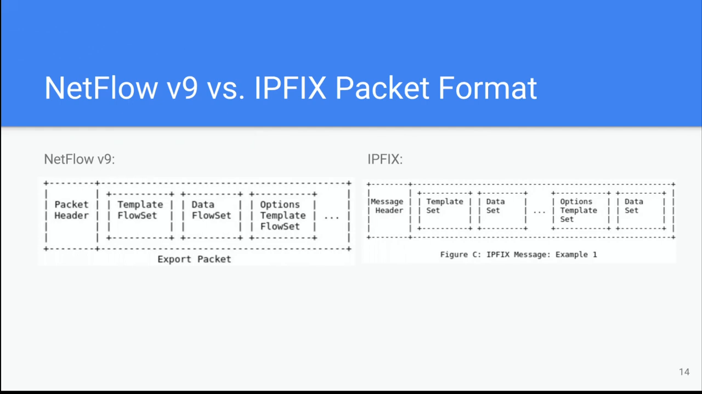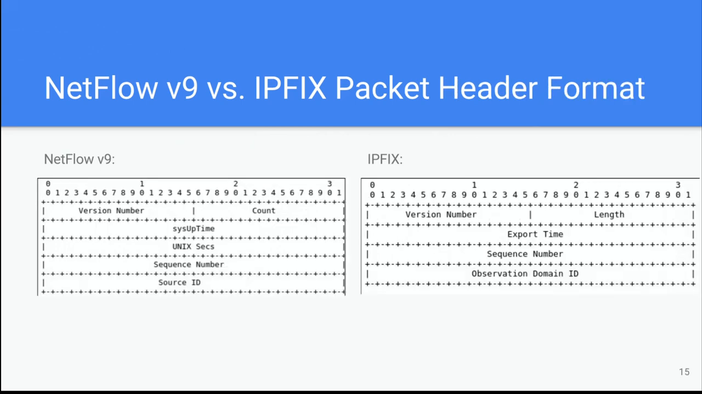So here you can see IPFix versus Netflow version 9. There's a packet header in Netflow version 9, and there's a message header in IPFix. Isn't that amazing? And then there's template flow set, and there's a template set. And we have data flow set in Netflow, and we have the data set in IPFix. So it's exactly the same. Here comes the biggest difference: the header format of the Netflow packet overall. On the left side, you can see the Netflow version 9 packet header. On the right side, you see IPFix.